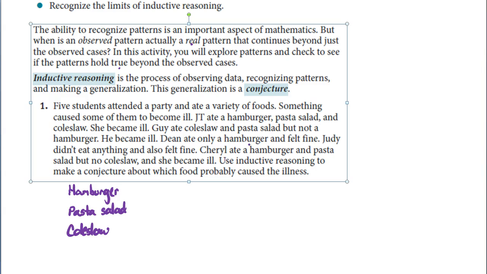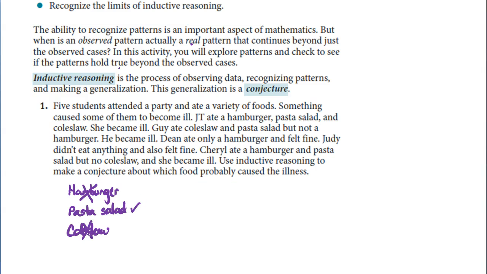Dean had only hamburger and he felt fine. So that changes my mind on wondering if 2 of the food items caused him to be sick. It's not the hamburger. Reading further, Judy didn't eat anything and she felt fine. Cheryl ate a hamburger and pasta salad but no coleslaw and she became sick. So she had pasta salad and hamburger. It wasn't the hamburger, and so it had to be the pasta salad. Coleslaw was innocent of making people sick. So use inductive reasoning to make a conjecture about which food probably caused the illness. It looks like pasta salad caused the illness.